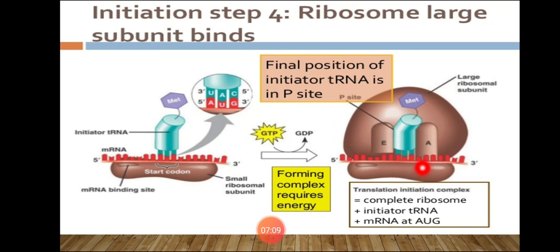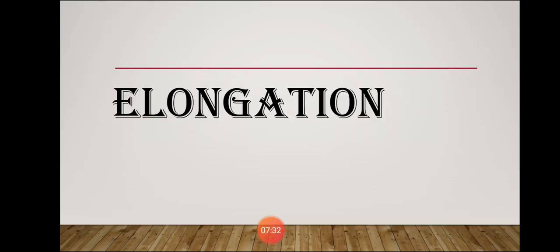The first amino acid tRNA complex enters at the P site, and then the remaining amino acid complexes are going to enter from the A site, which I explained initially in the last lecture. So the next step is elongation.